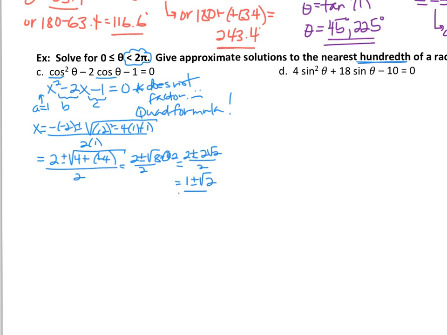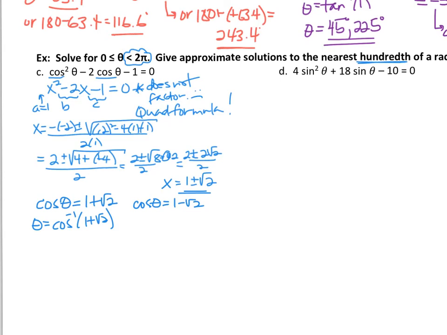This is what x would equal. But again, we're not solving for x. We want to solve for cosine theta. If we now set cosine theta equal to 1 plus the square root of 2, and then cosine theta equal to 1 minus the square root of 2. To get theta by itself, we take the inverse. Make sure to put 1 plus the square root of 2 in parentheses.